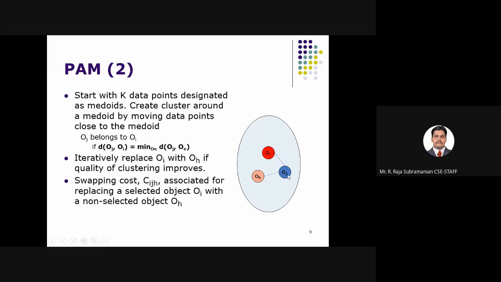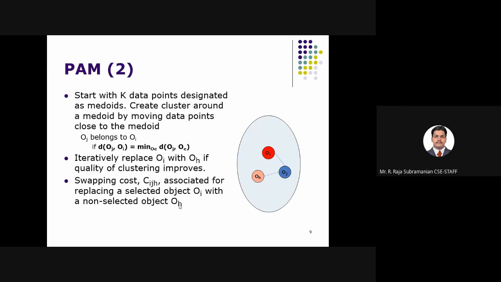Here's what I have to do. I should eliminate OJ from being part of the OI group, and I should include it in the OH group, right? The thing is, now there are two things involved here. First, though you have fixed the medoid to be the most centrally located point, the cost of fixing a new point inside the cluster and the cost of swapping from one point to another point, everything needs to be fixed very clearly.